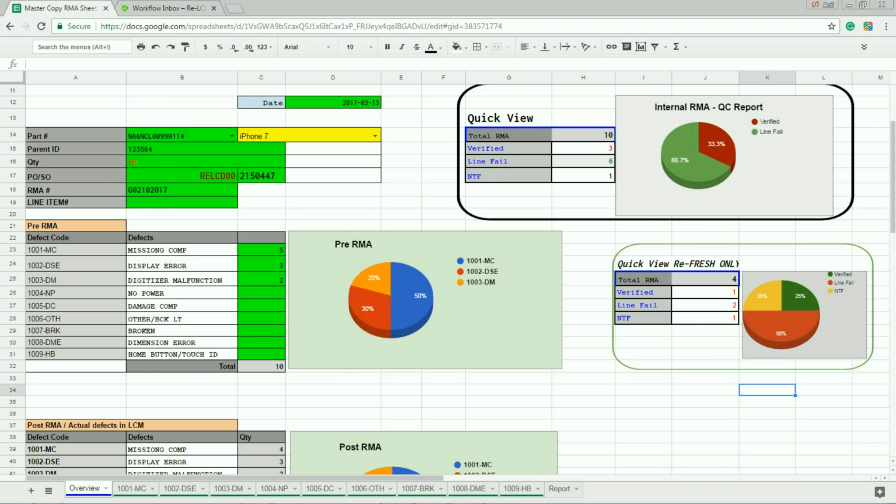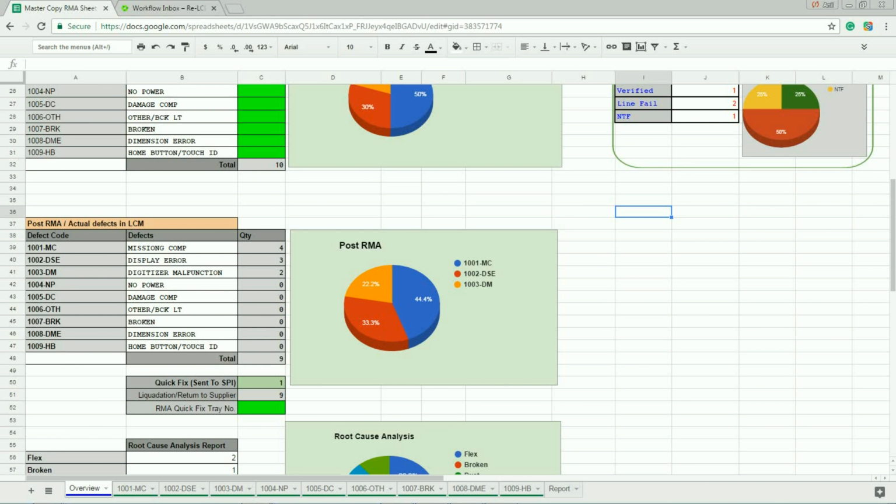For example, here you can see that 4 of the LCMs that we received as RMA belong to the refresh. So these 4 out of 10 that belong to the refresh have 1 verified, 2 line fail, and 1 no trouble found. By looking at this quick view, we can see what our main priorities are, where the main failures are, whether it's a failure on our side or on the customer side, and also whether there is a problem at the customer end by looking at the no trouble found number.